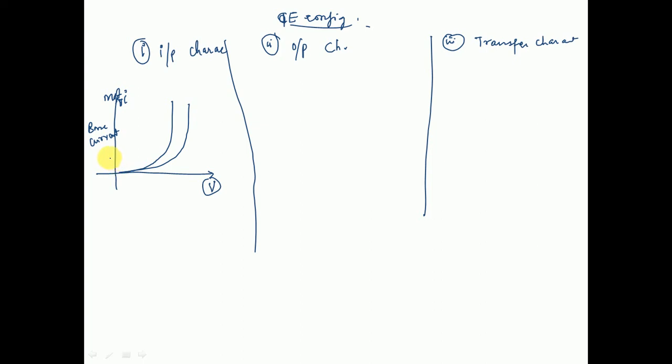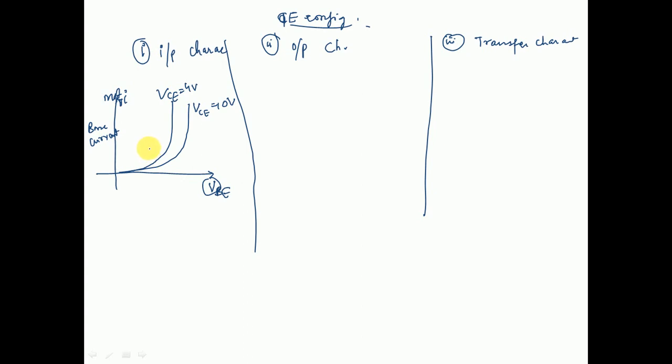The variation of the base current IB with base emitter voltage VBE. And what about the collector emitter voltage? The collector emitter voltage is kept constant. For two graphs you can see here, the first graph is for a lower VCE, say VCE equals 4 volts, and this other graph is for a higher VCE, say 10 volts.